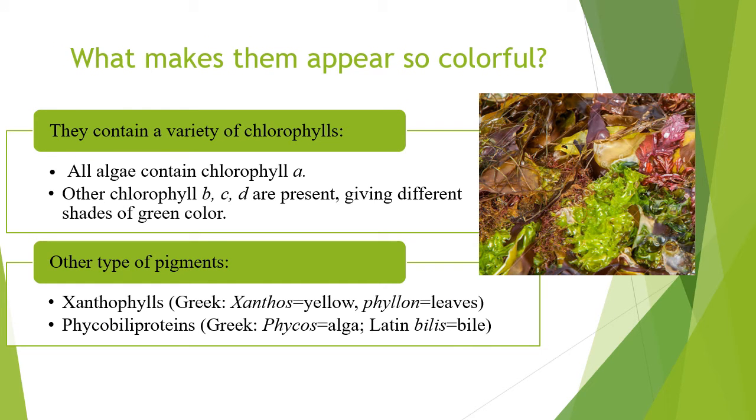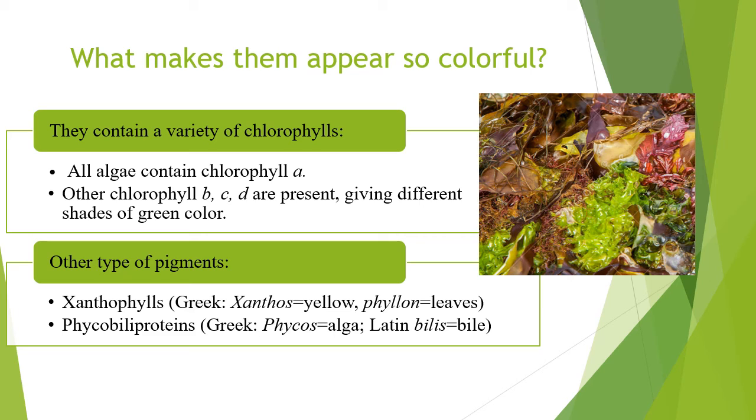But while thinking of algae, we have always seen that they appear so colorful. What makes them appear so colorful? It is because of the various types of chlorophylls that are present in them. Like land plants, they are also photosynthetic in nature and all of them contain chlorophyll A. But in addition to this, some other kinds of chlorophyll like B, C and D can also be present in these algae, which again decides the different groups or divisions of algae.